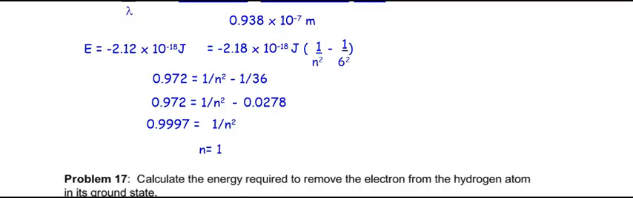So then when I scroll down a little bit more, look what I'm doing here. I divided each side by negative 2.18 times 10 to the negative 18th. So negative 2.02 times 10 to the negative 18th divided by that is 0.972 equals 1 over n squared minus 1 over 36. Well, 1 over 36 is 0.0278. Add that to both sides. 1 over n squared equals 0.9997. So for all purposes, n equals 1. It can't be n equals 2 because we know that 1 over 2 squared is 1/4, or just 0.25. So obviously, that's a reasonable number. Okay, so work on problem 17 on your own, and when you're done, come back.